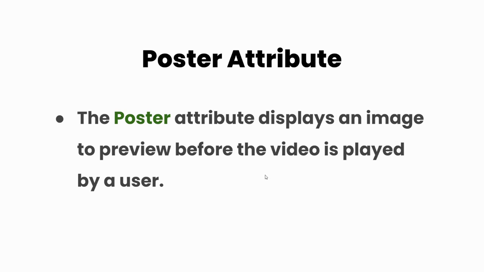It's like when you go on YouTube, you would see pictures of different videos. So this poster attribute is what enables that to happen. And when you click on that video, you would notice that the picture won't appear anymore. The video just begins playing from where it starts. So that's what the poster attribute is used for.